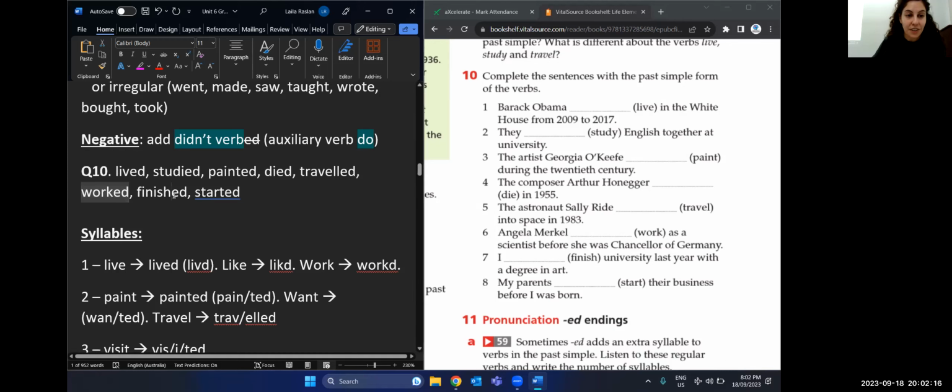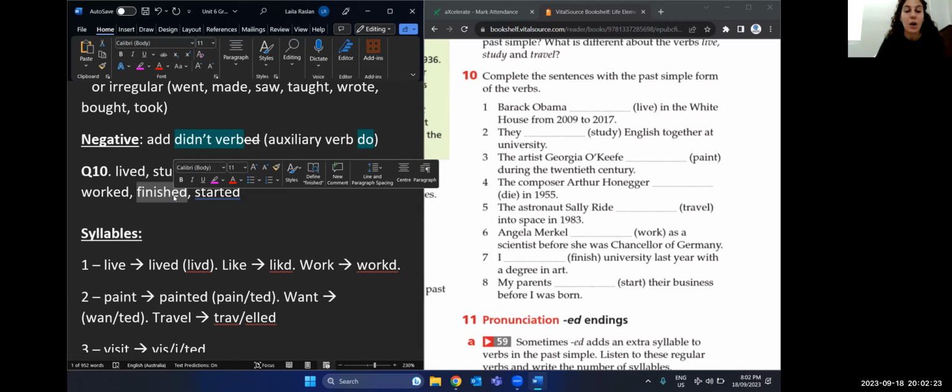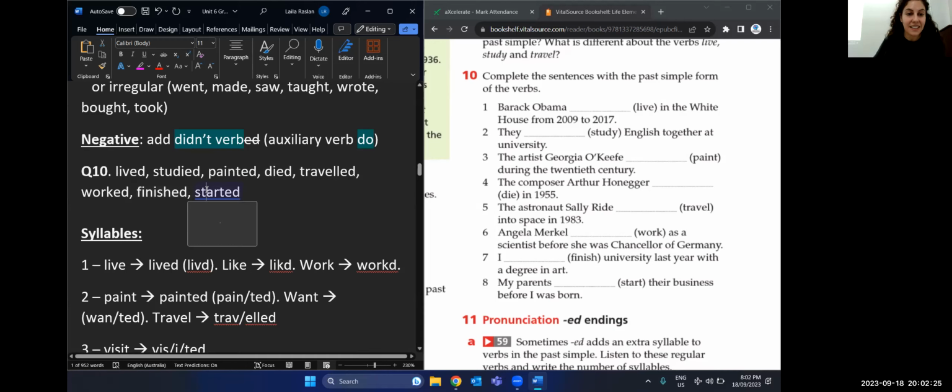I finished university last year with a degree in arts. My parents started their business before I was born. So we can see all of these actions happened in the past. They're not happening now or in the future. They're finished, completed actions. It's not happening anymore.